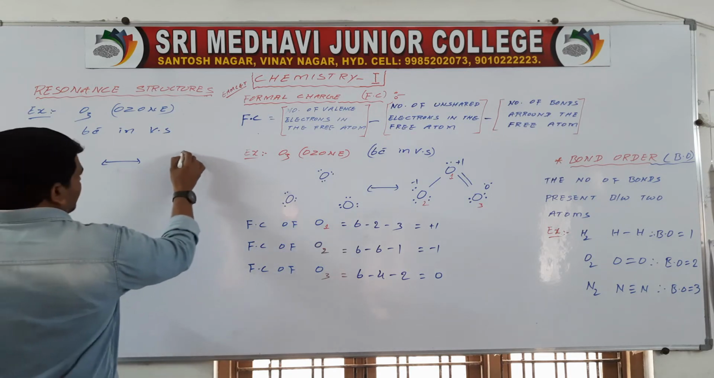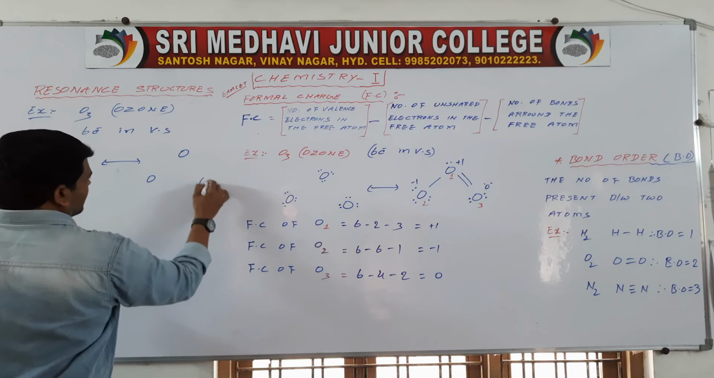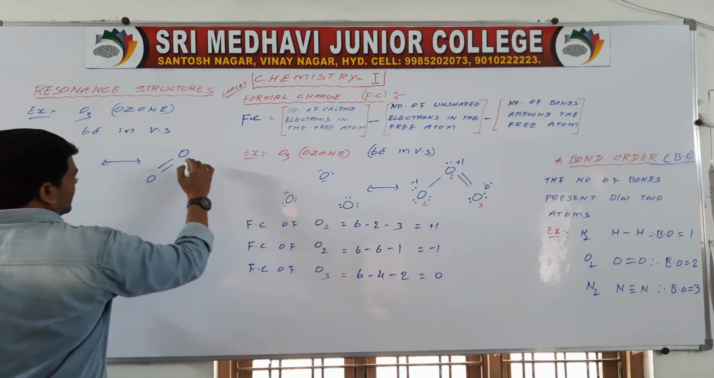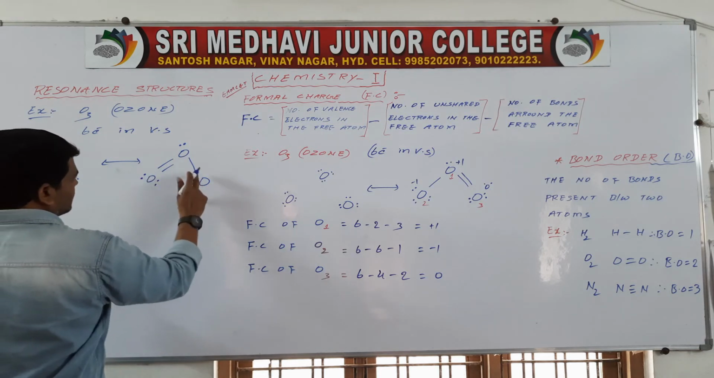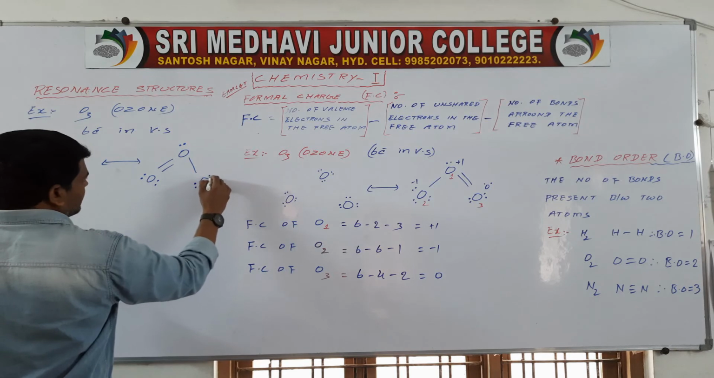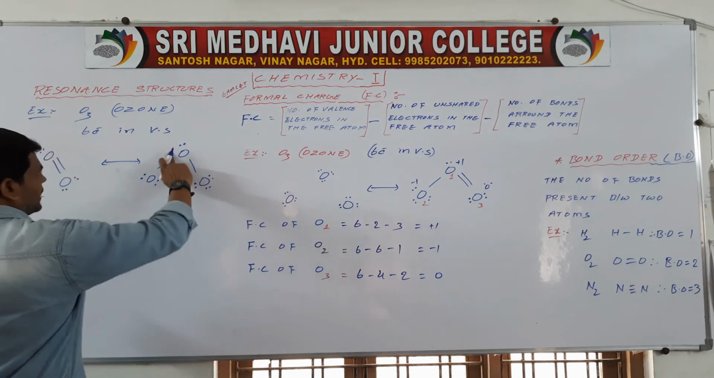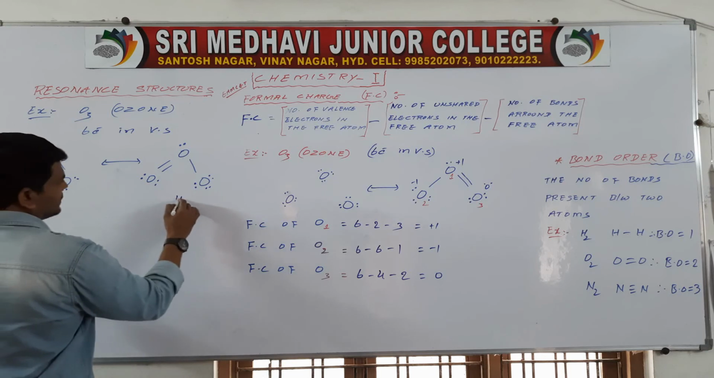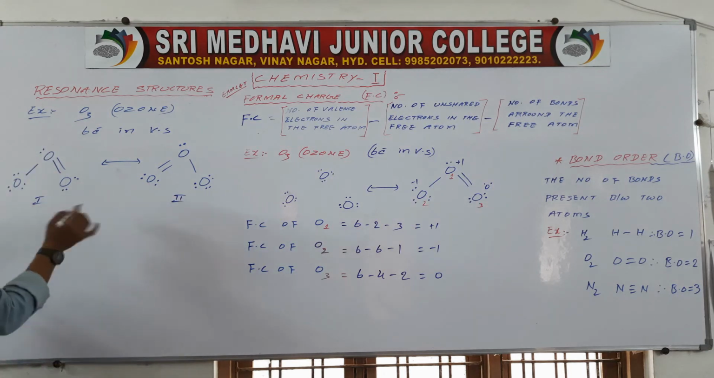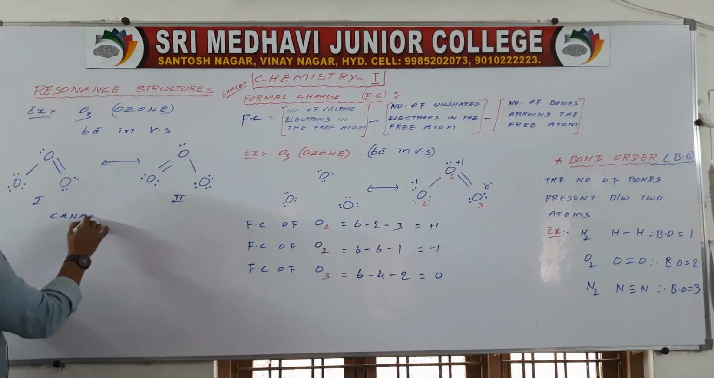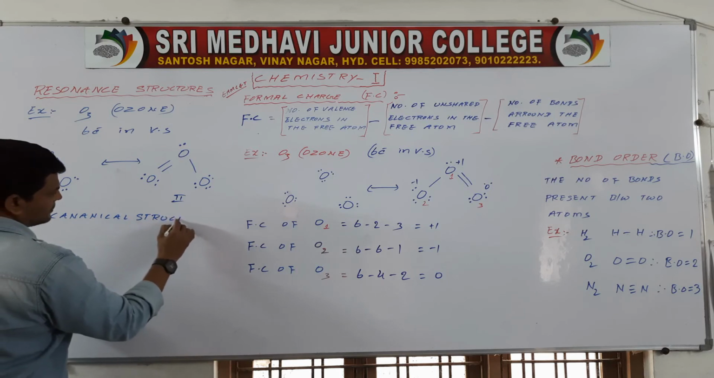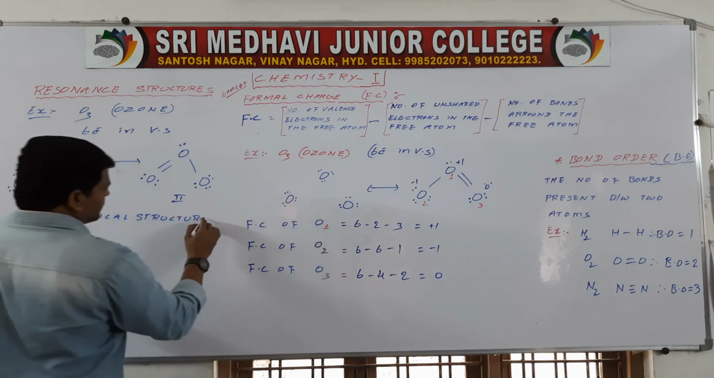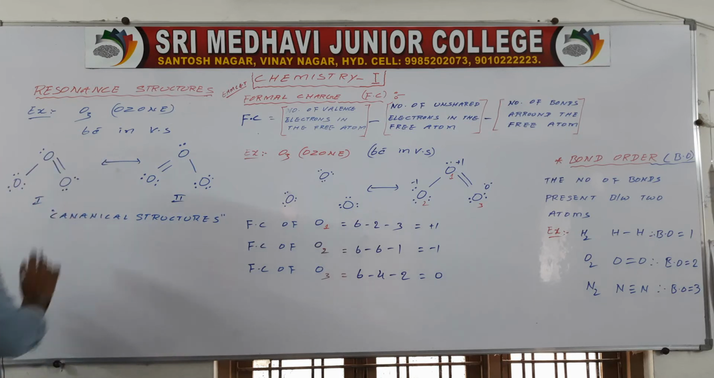It is the first one. Next, oxygen and oxygen, double bond, single bond. How many pairs? 1 2 3 pairs. Here 1 2 3 4 5 6. It is nothing but a second structure for this molecule. These two are called canonical structures, which represent the parent molecule.